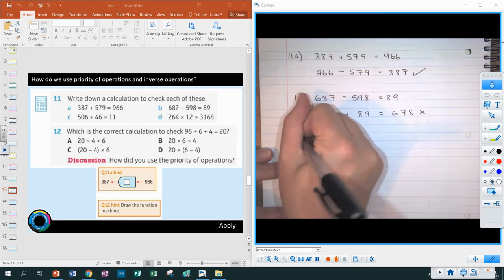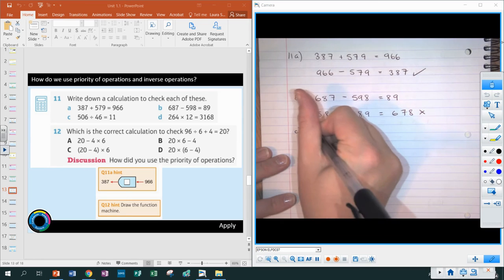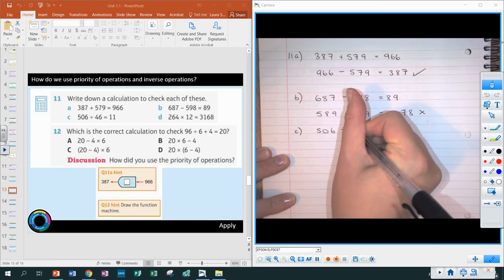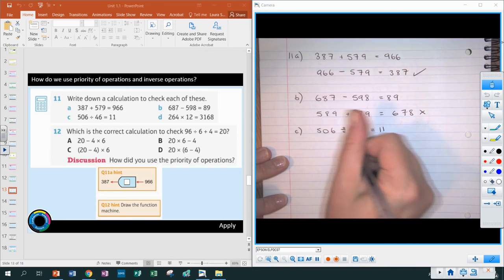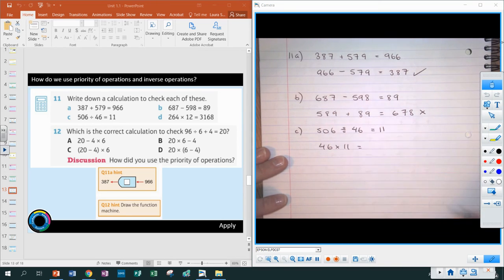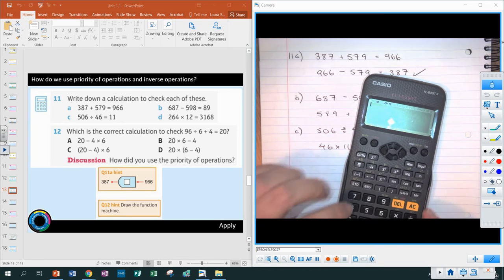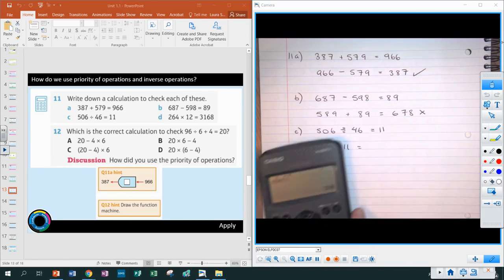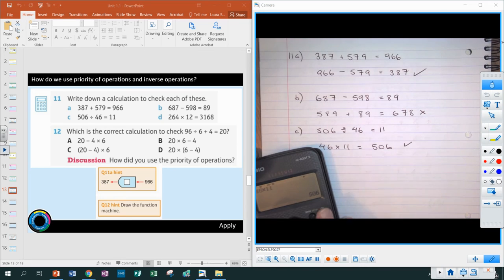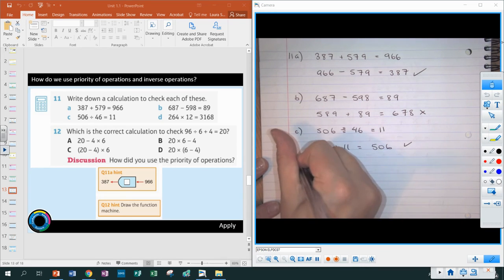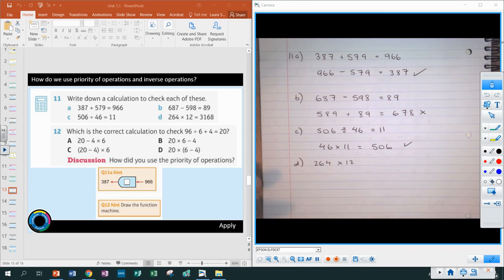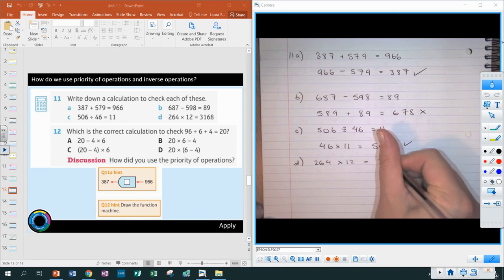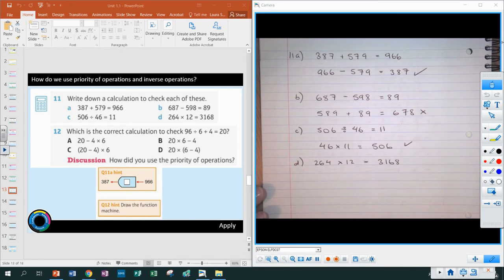Right. Part C, we have 506 divided by 46 is equal to 11. Okay, so to check that, we do the inverse, which is to multiply. So we should check 46 times 11 and see if that equals 506. So let's check. 46 times 11 does equal 506, so we know that that one is correct. And finally, part D says we have 264 times 12 is supposed to be equal to 3,168. I want to check to see if that's correct.